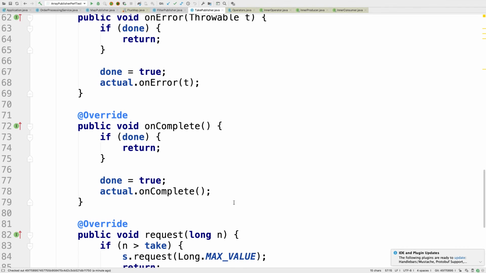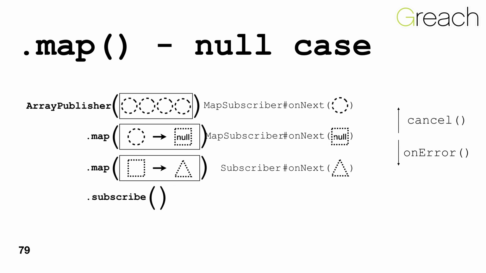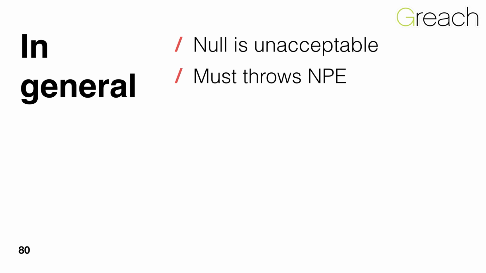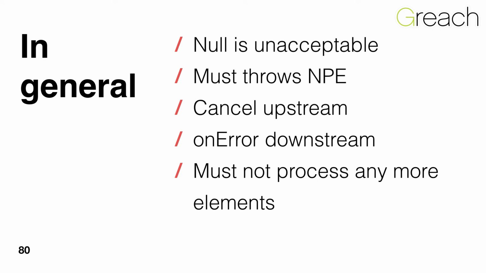The end is similar. So let's go back to our slides and do a small sum-up. In general, null is unacceptable, so we have to protect from these cases, and we must throw NPE in the correct way. We have to cancel upstream when it comes to this corner case, and in order to do that, we have to provide a decoration of everything, and we have to stop processing data. We have to remember that once we cancel upstream, we have to mark our state as done as quickly as possible and not accept any data from the upstream.